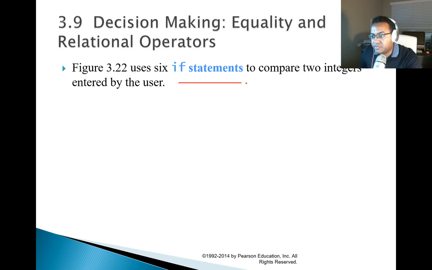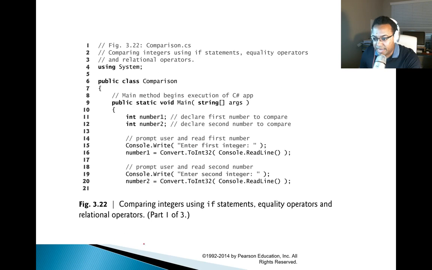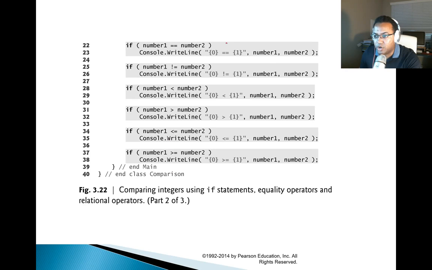So, six if statements to compare two integers entered by a user. And if I get to the if statements, this is the code, but I want to see the if. Here we go. Are the numbers equal? Are the numbers not equal? Is the first number less than the second number? Is the first number greater than the second number? Is the first number greater than or equal to, or less than or equal to, the second number?